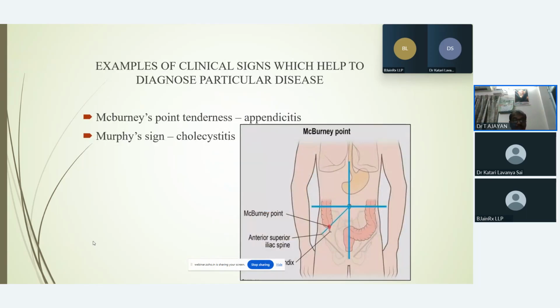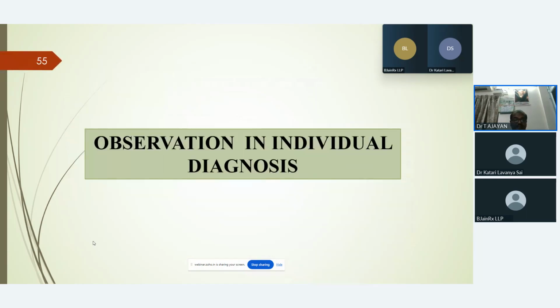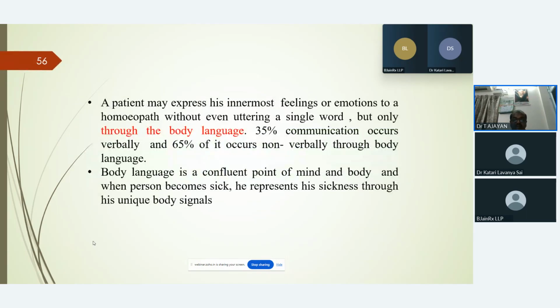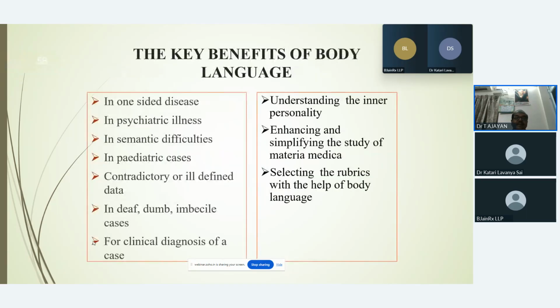The pain over McBurney's point is appendicitis. Then Murphy's sign is a classical feature of cholecystitis. Then glossitis. Individual diagnosis, that means it will help for selection of the homeopathy medicine. These are perceptible through their workout: the personal appearance, then gestures, posture, facial expression, eye expression, voice intonation, touch, etc. Then the key benefit of the body language, everybody knows.